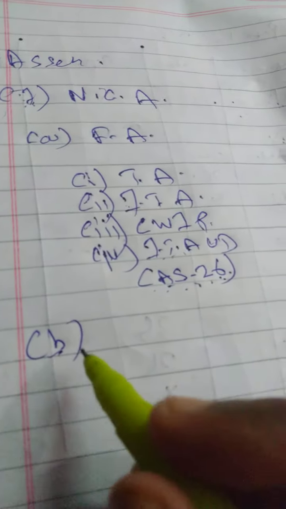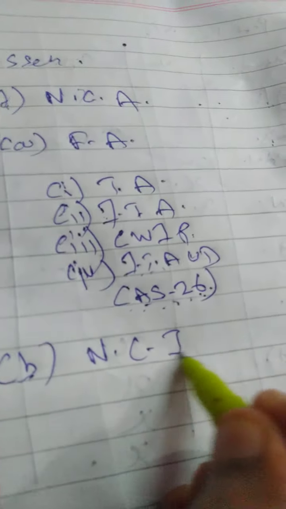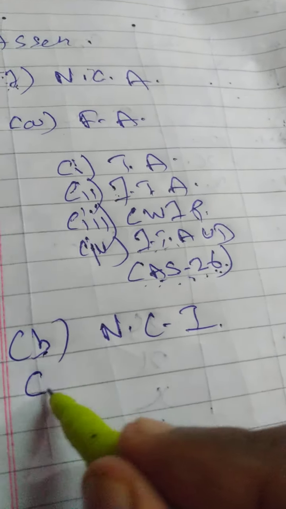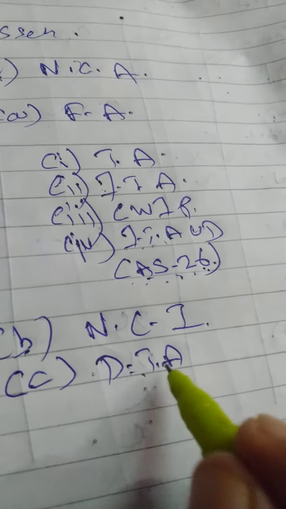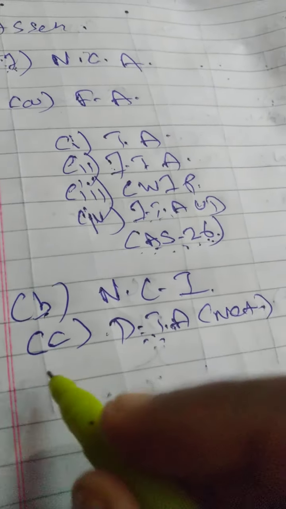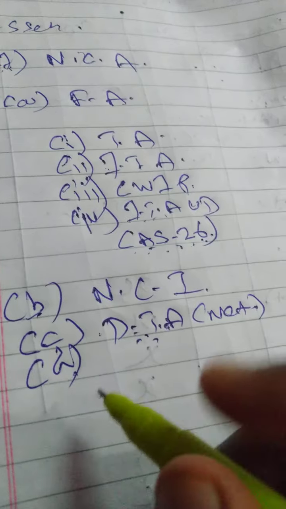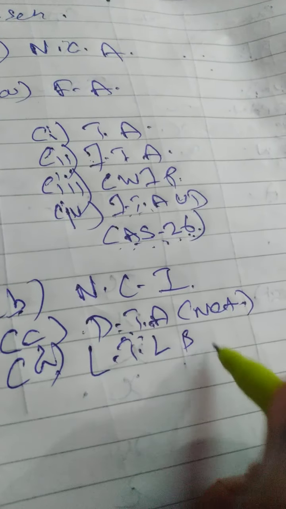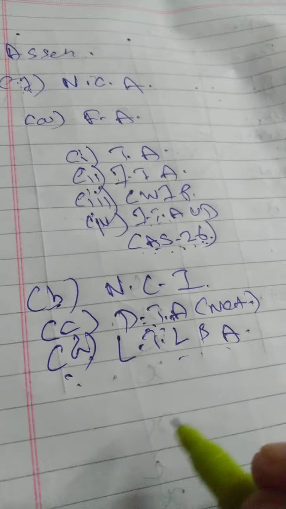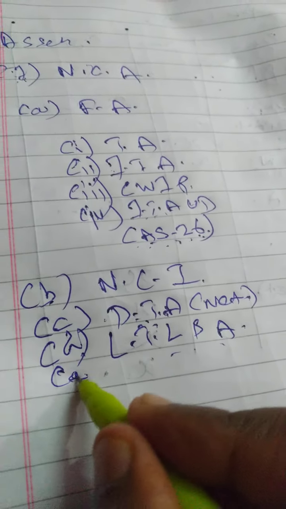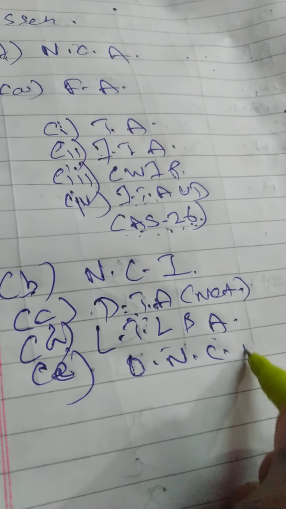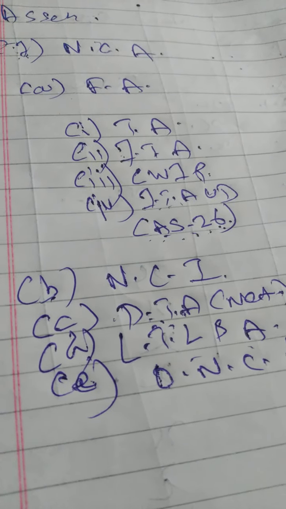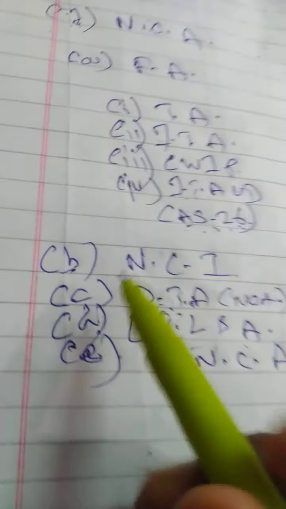B, non-current investments. C, deferred tax asset (net). D, long-term loans and advances. E, other non-current assets. Then 1 is over.